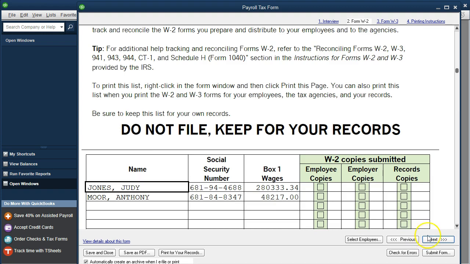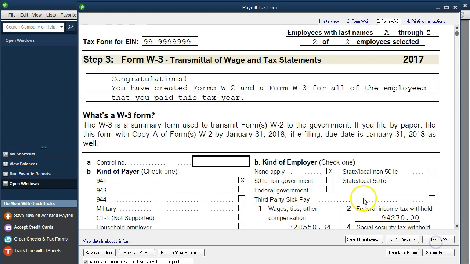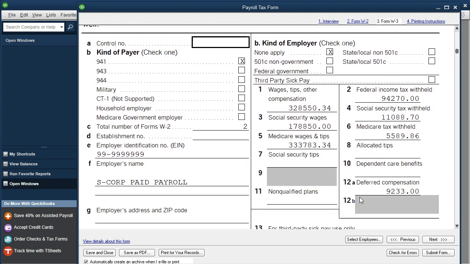Then we're going to go to the W-3. So if we scroll next and next, we see the W-3. This will be summing up all the information for all of our 2 employees now for the total wages. We can see, of course, once again, that total wages do not line up for the 3 wage categories in terms of FIT, Social Security, and Medicare. 3 different numbers for those boxes.